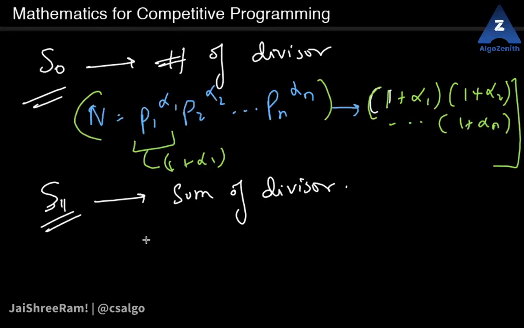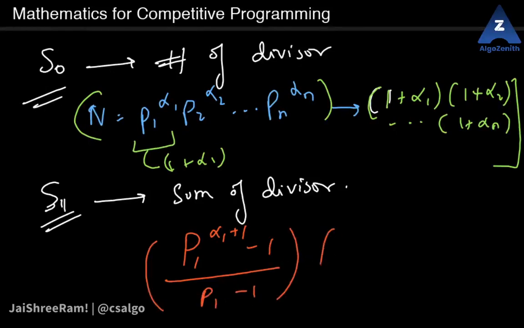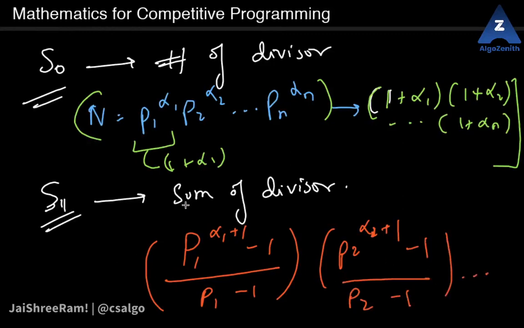Similarly, for the sum of divisors, if we have this particular factorization available, you can find the sum of divisors to be equal to (p1 to the power alpha 1 plus 1, minus 1) divided by (p1 minus 1), then so on with the terms (p2 to the power alpha 2 plus 1, minus 1) by (p2 minus 1), and so on, right? You can find the formula for the sum of divisors of a number using this if you have the prime factorization.